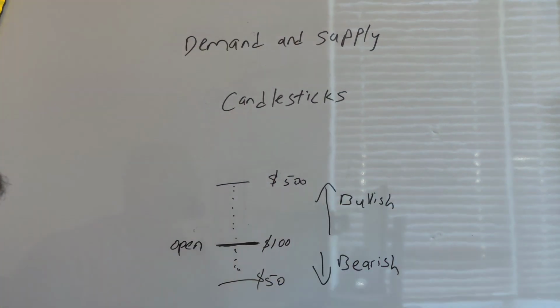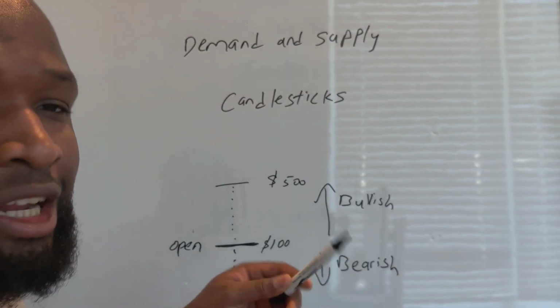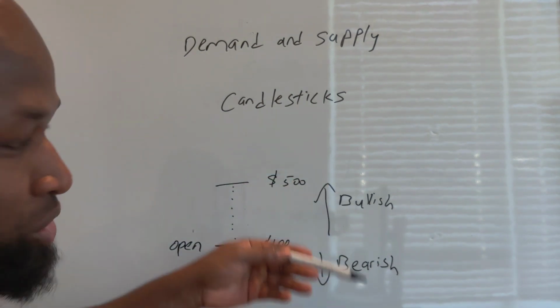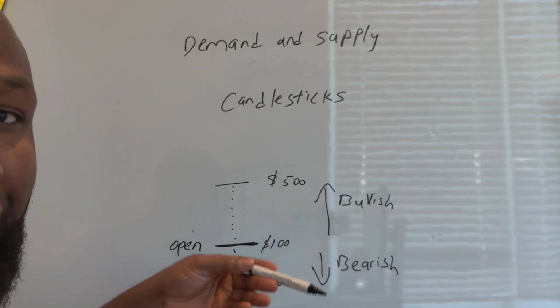Now remember this, you're going to see this over and over. Oh, it's bullish, it's bearish. And people say that, this is what they're talking about. Bullish means it's going up. Bearish means it's coming down. Sometimes you hear bulls, sometimes you hear bears, like the animals.